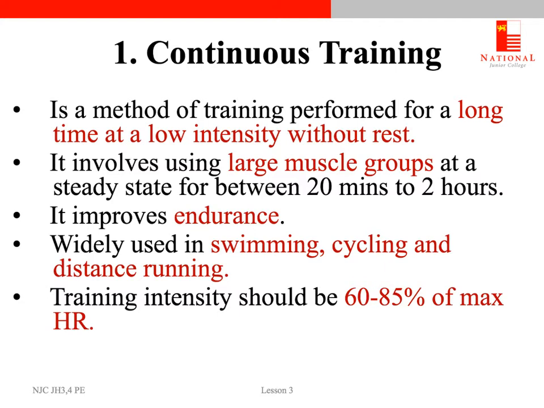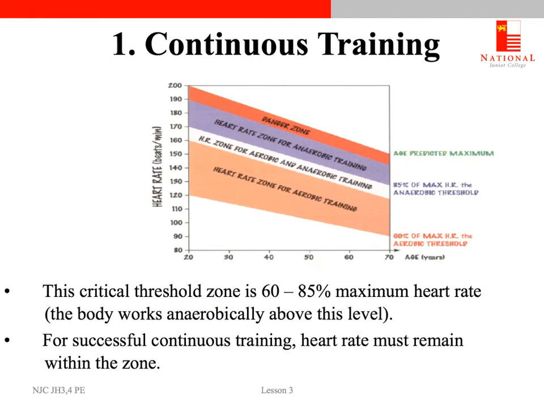To improve endurance, so things like swimming, cardio activities, cycling, running, biking, okay? So continuous training is low because it's low intensity. The training intensity should be about 60 to 85%. So that is continuous, right? Sometimes think about it, when do you need to do things like continuous training? It could be while we're training for road run, right? Or training for cross country run, so 60 to 85%, right? So for successful continuous training, heart rate must remain within this.